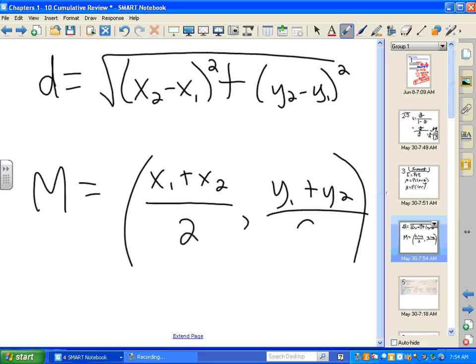Awesome. So midpoint, remember, is just like the average. Add them, divide by 2. Distance formula, you subtract and then square them, and then add them. Always simplify the radical with the distance formula.